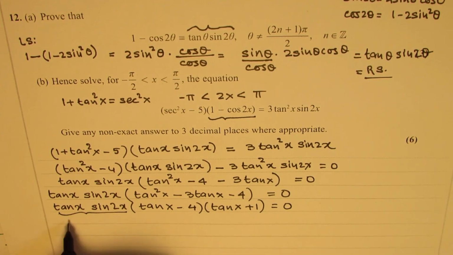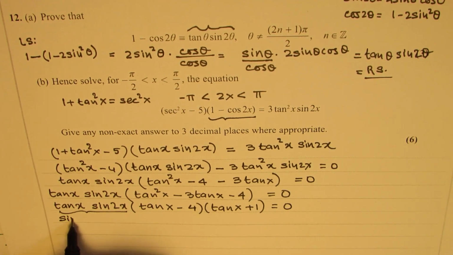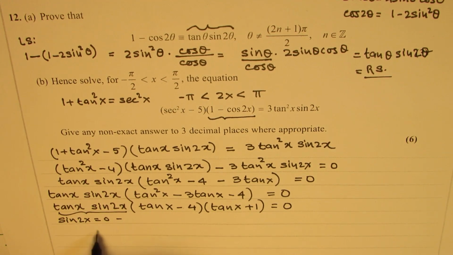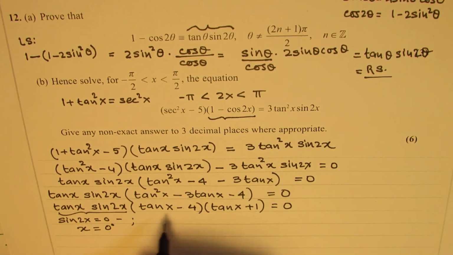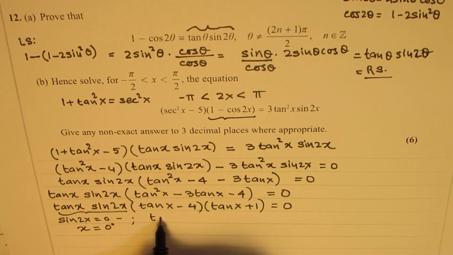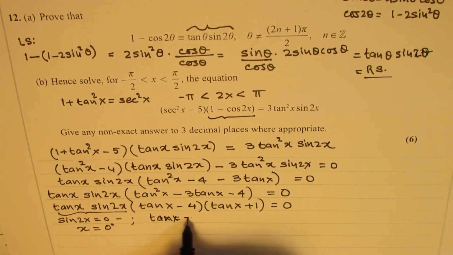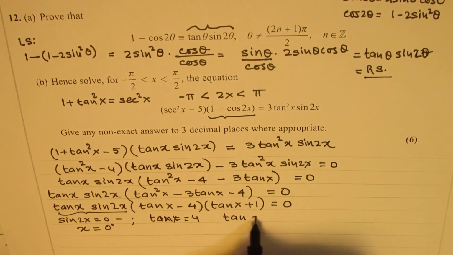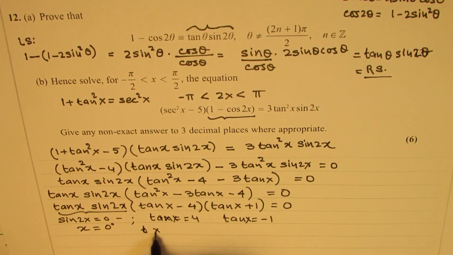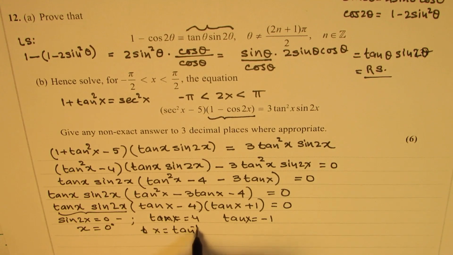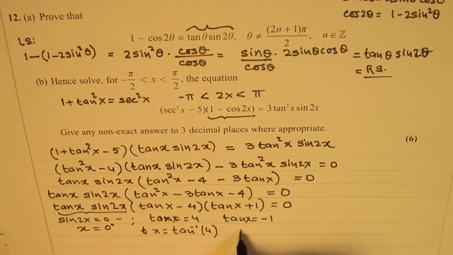For these, if I want to write sine 2x equals to 0, so that basically means x is equal to 0 degrees, correct? So that is one way. Second is, we want this factor to be 0, so we have tan x equals to 4, and we have tan x equals to minus 1, right? So x value is tan inverse of 4, and here we have x value as tan inverse of minus 1.